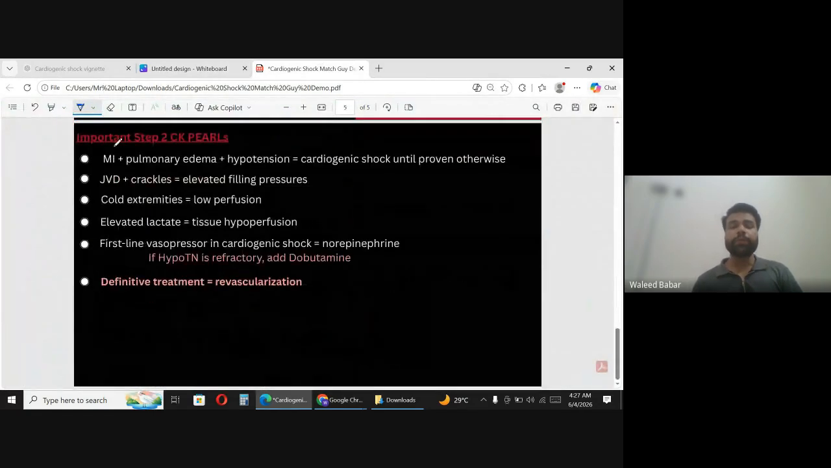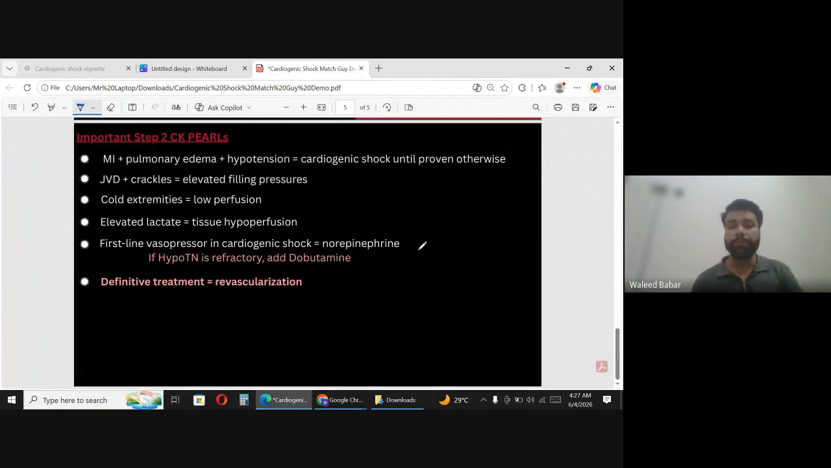So the most important example of cardiogenic shock is whenever you are having a patient with MI, pulmonary edema in the form of crackles, and hypotension, this is cardiogenic shock until proven otherwise. And jugular venous pressure and crackles on the lungs are going to show that filling pressures are elevated. Extremities are cold because of low tissue perfusion, and lactate is elevated because hypoperfused tissues cannot undergo aerobic respiration. That's why they are going to have anaerobic respiration and produce a lot of lactate.